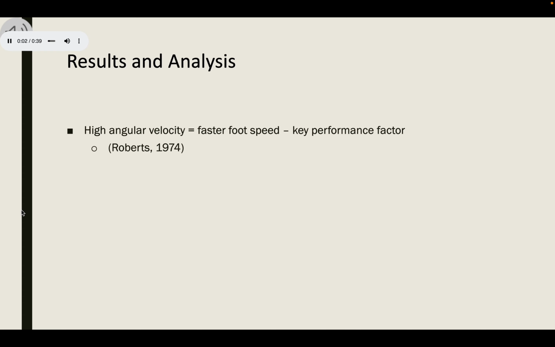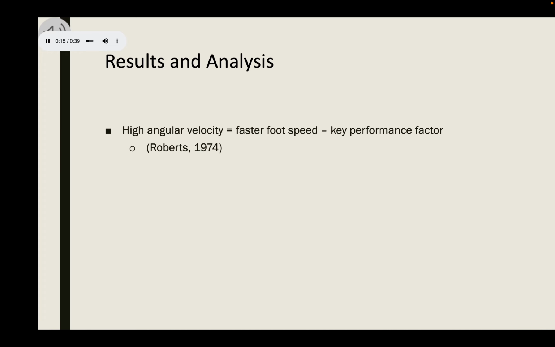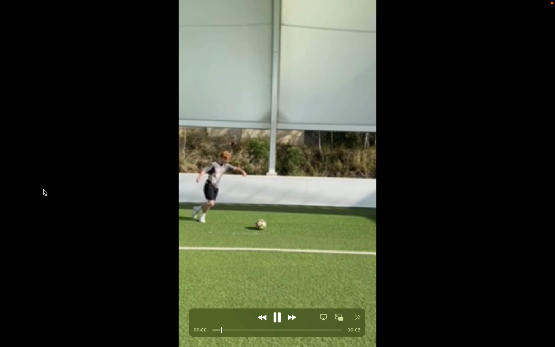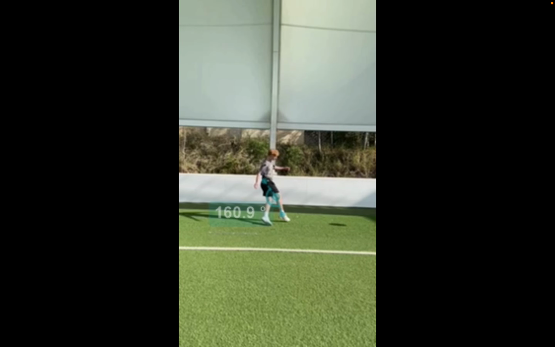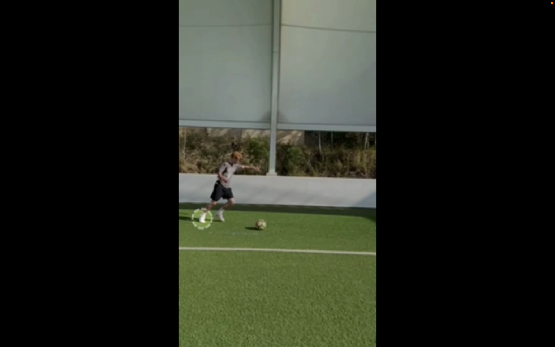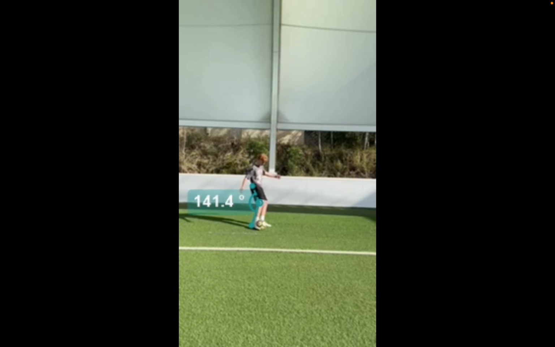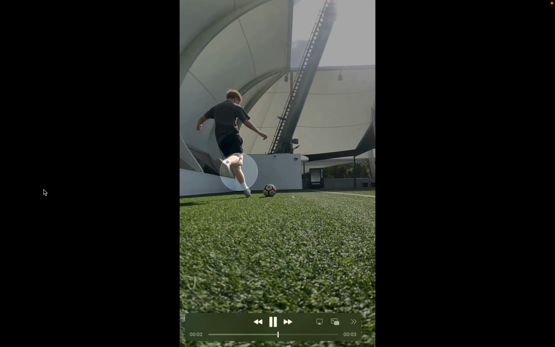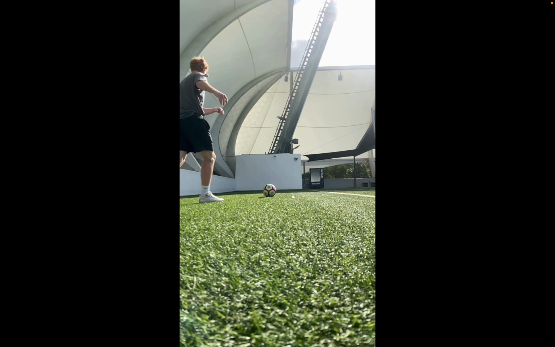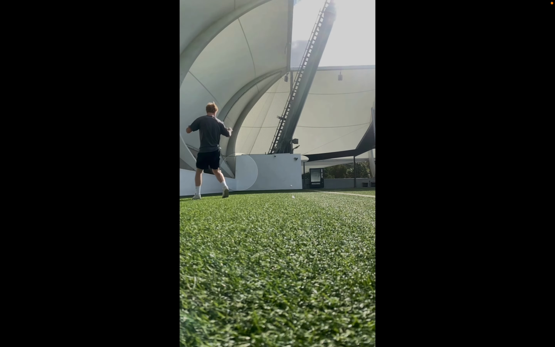Based on our analysis, here's how the variables performed. The quantitative data shows that the higher angular velocity resulted in a faster foot speed, which translated to a greater ball speed, a key performance factor. However, the slight instability in knee alignment during the backswing indicated a potential inefficiency in force transfer and a risk of knee strain. The qualitative analysis revealed limited trunk rotation in some kicks, suggesting a missed opportunity in full power generation. Optimizing these variables of kick movements can yield better performance and help prevent injuries.